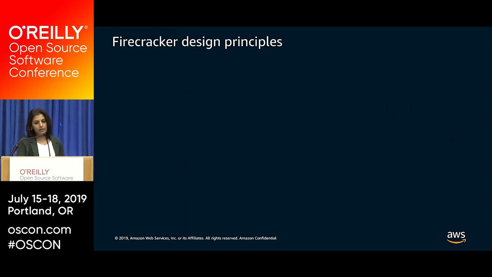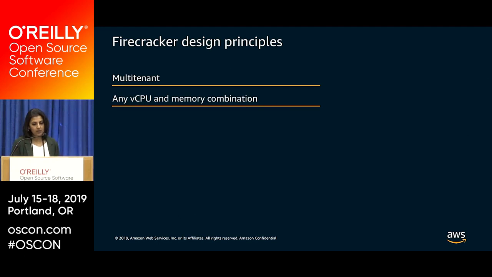So let's talk a little bit about the Firecracker design principles. Firecracker can safely run multi-tenant workloads from different customers on the same machine. This is possible because of the hardware virtualization-based security that the microVMs offer. Customers can create microVMs of any vCPU and memory configuration to match their workload requirements. This allows us to map nicely for services like Lambda and Fargate for the different set of configurations that each of these services offer.